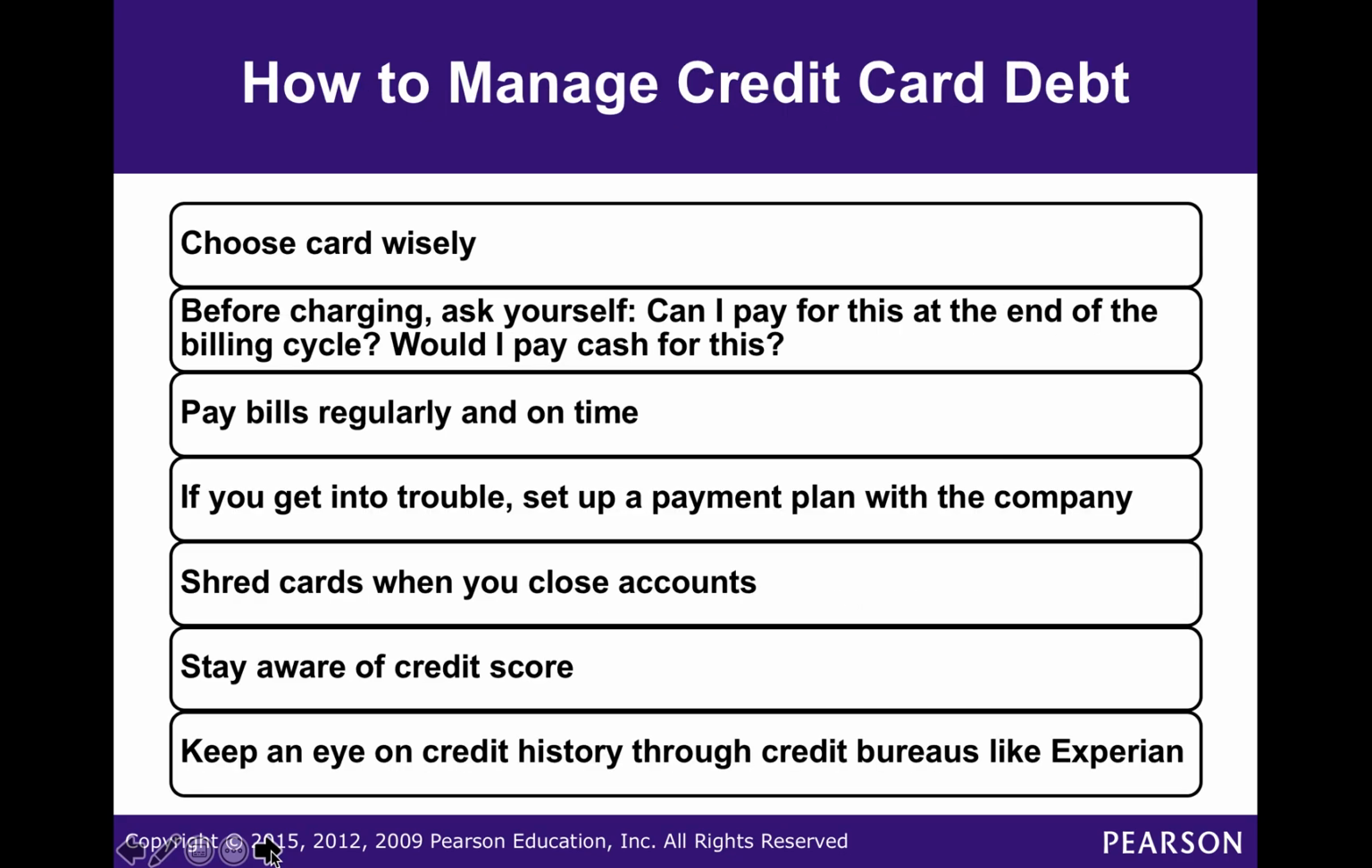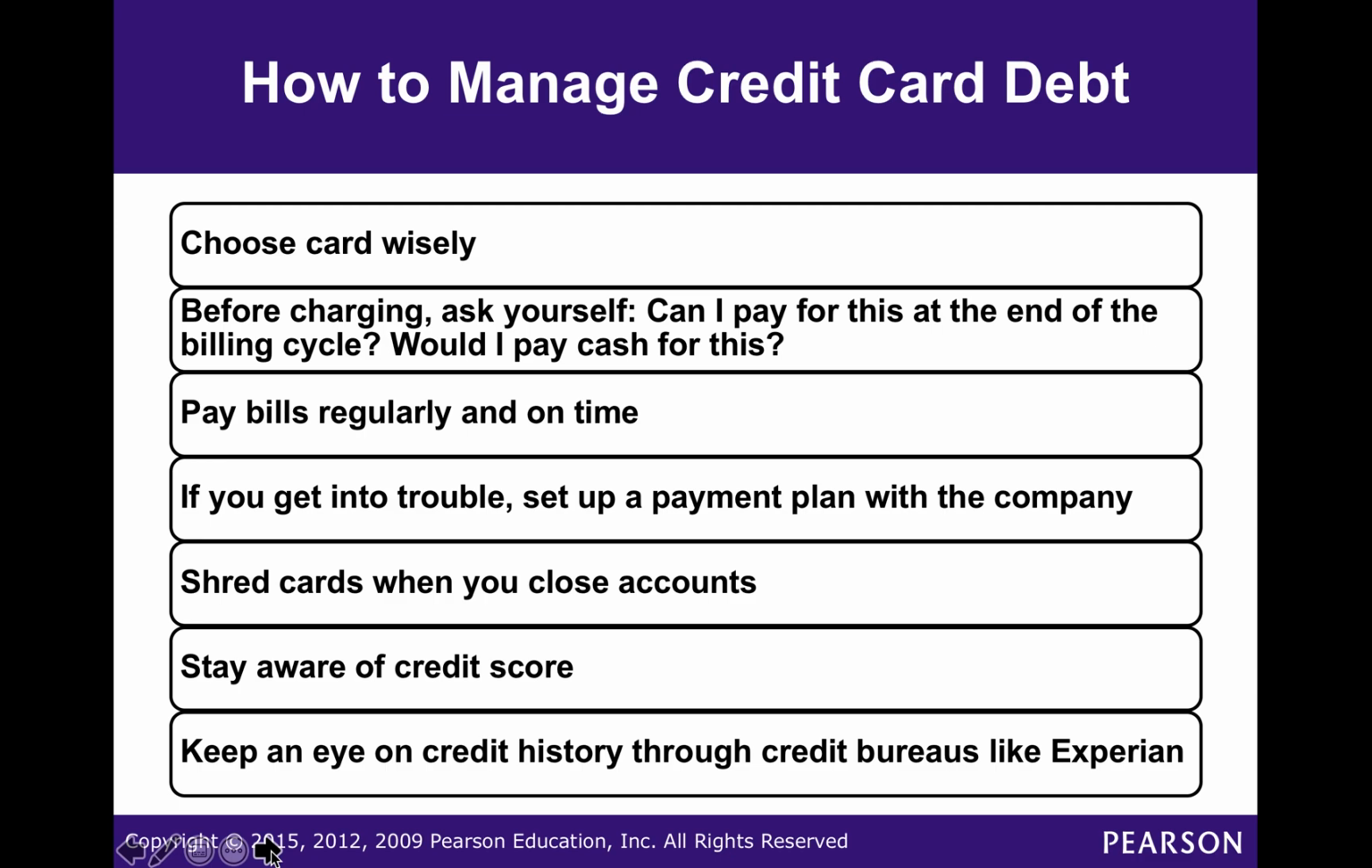So how to manage credit card debt? First, you need to choose your card wisely. Make sure that the interest rate is as low as possible. Some credit cards have high interest rates, so make sure that the card you choose has the lowest interest rate available to you. Before charging, ask yourself, can I pay for this at the end of the billing cycle? Would I pay cash for this, or should I be paying cash for this?